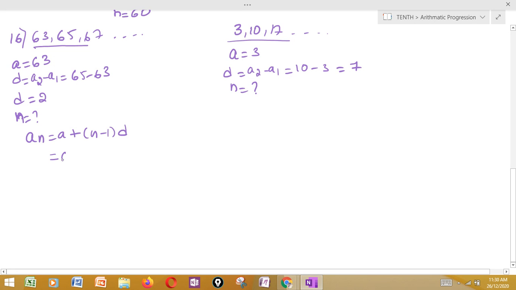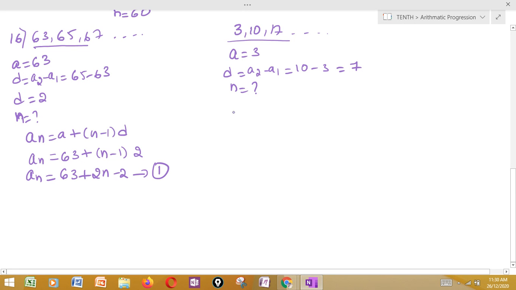What is the first term here? 63 plus n, we don't know, n minus 1. d is how much? 2. This is an. So I am going to consider this as the first equation. Before that, let me write the multiplication of those things, plus 2n minus 2. Let me write it as equation number 1.